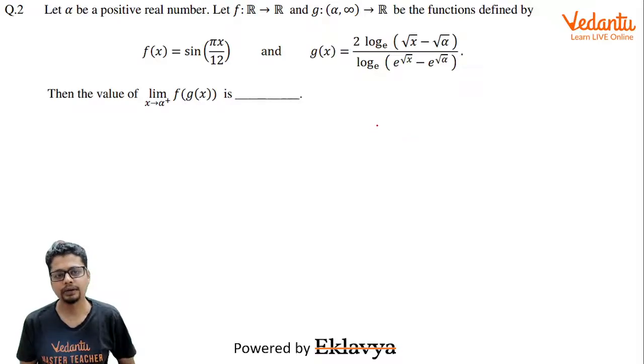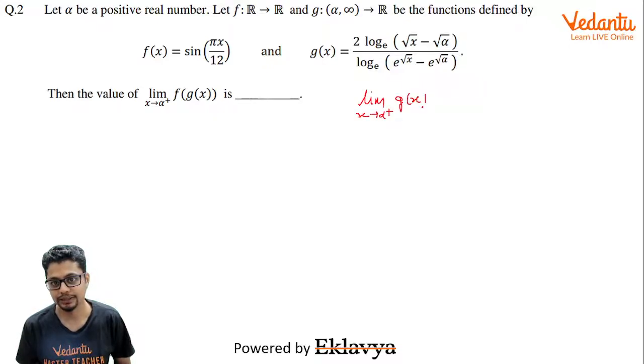So here f of x is sine of pi x by 12, so it is continuous everywhere. So the limit as x tends to alpha plus of f of g of x, you may simply write as f of the limit as x tends to alpha plus of g of x, which is in turn input to the function f. So now let's concern ourselves with the limit as x tends to alpha plus of g of x.